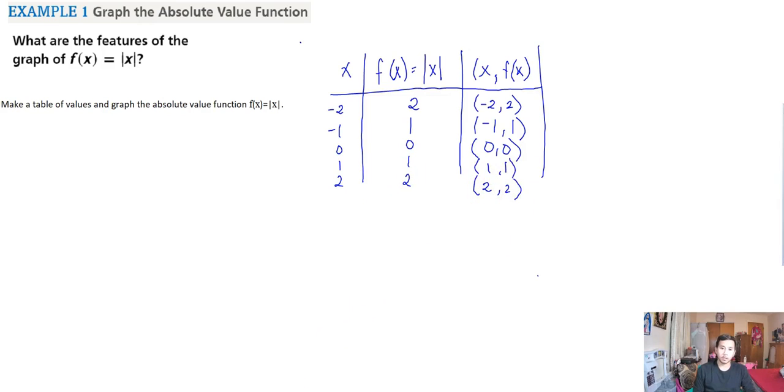If you will notice here, we have the point 0, 0, a point located at the origin. This is what we now call the vertex. So the vertex is at 0, 0, which is at the origin. This will be the turning point of the graph. So I'll just put it here, turning point.